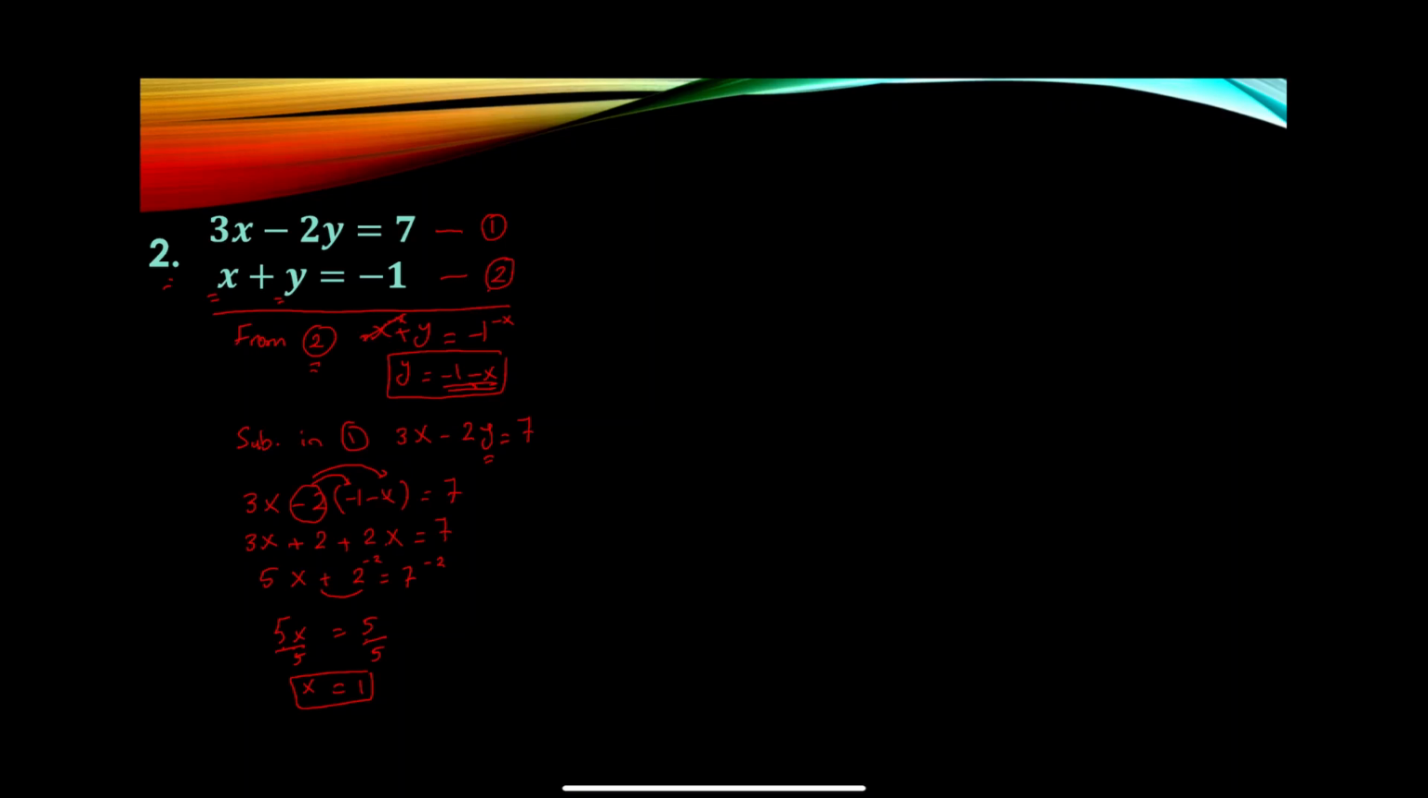Now, we know that y is equal to negative 1, negative x. Y in this case is equal to negative 1, and instead of x, I'll write 1. So it's negative 1, negative 1, which is negative 2. So x should be equal to 1, and y should be equal to negative 2. And this is the solution.